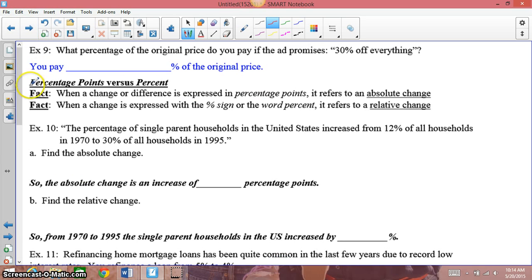I'm going to look down here at these percentage points versus percent. What's the difference between those two? When a change or difference is expressed in percentage points, it refers to an absolute change, so just a new amount minus an old amount. However, whenever you are given a percent sign or the word percent, it's referring to that relative change where you do the new minus the old, then you divide it by the old, then you multiply it times 100. You're actually getting a percentage.